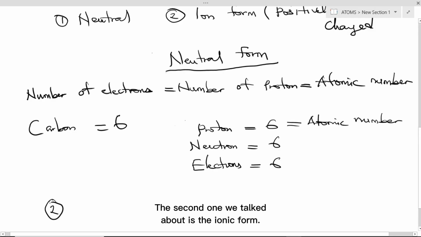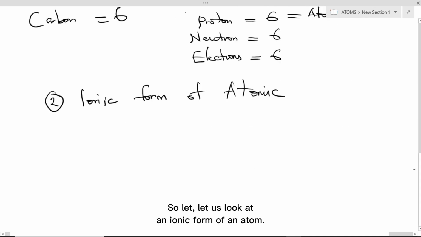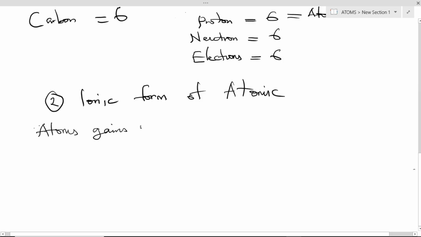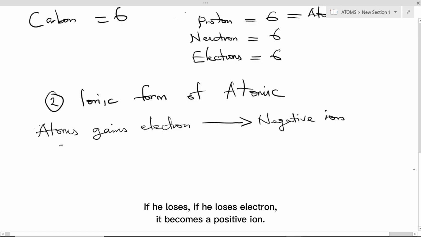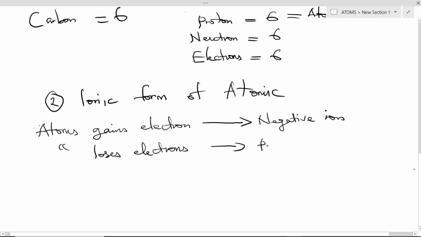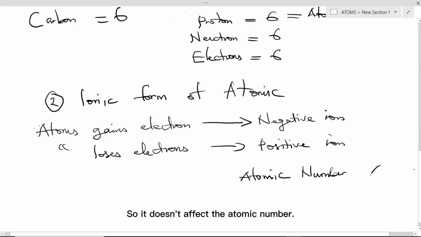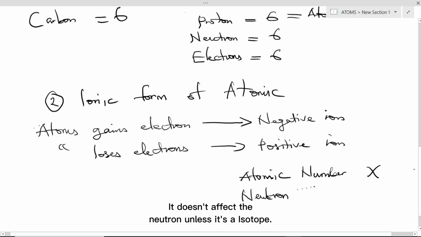The second one we talked about is the ionic form. So let us look at an ionic form of an atom. It's simple. If an atom gains an electron, it becomes a negative ion. If it loses an electron, it becomes a positive ion. So it doesn't affect the atomic number. It doesn't affect the protons. It doesn't affect the neutron unless it's an isotope.